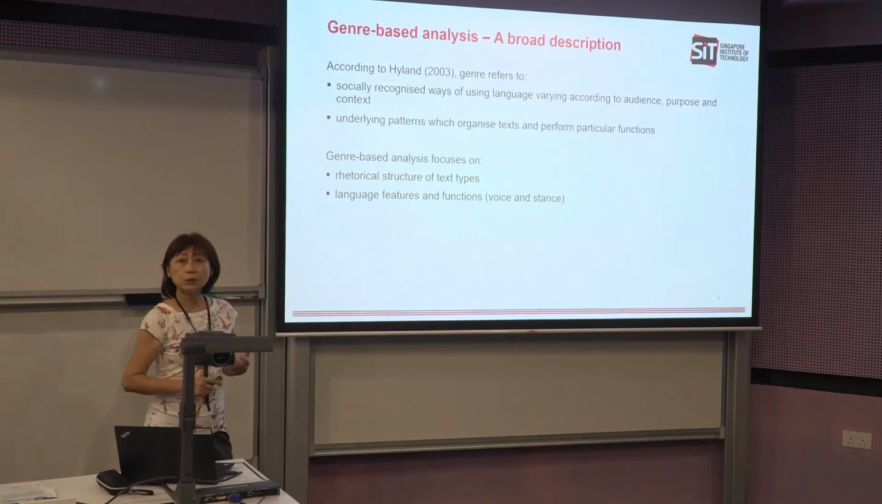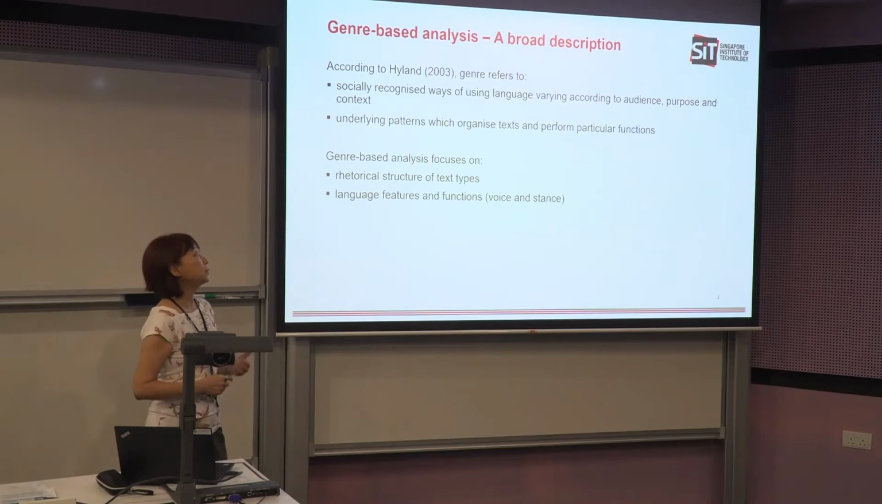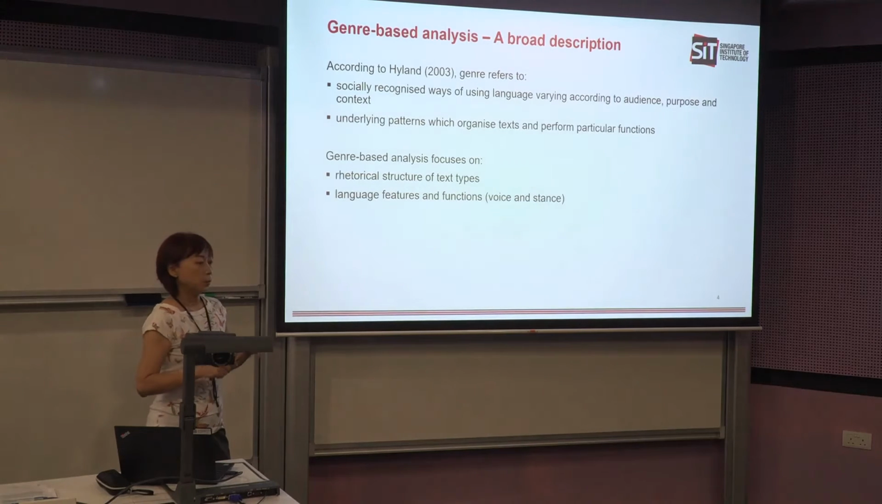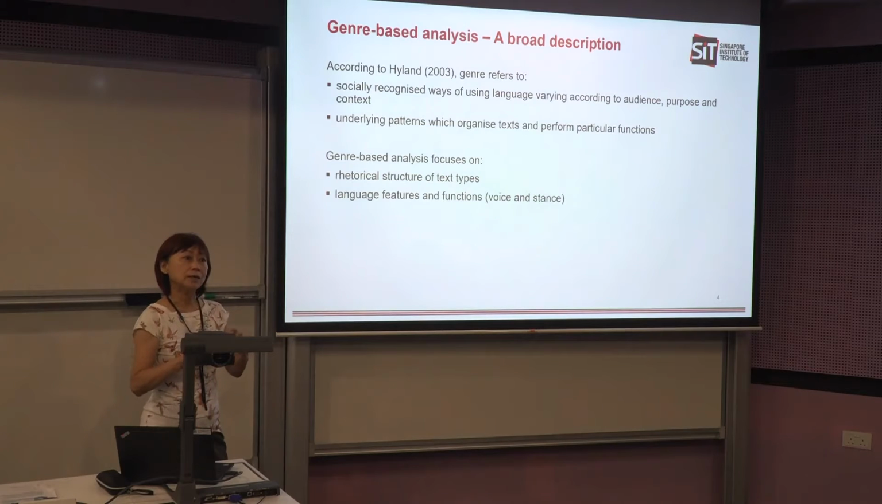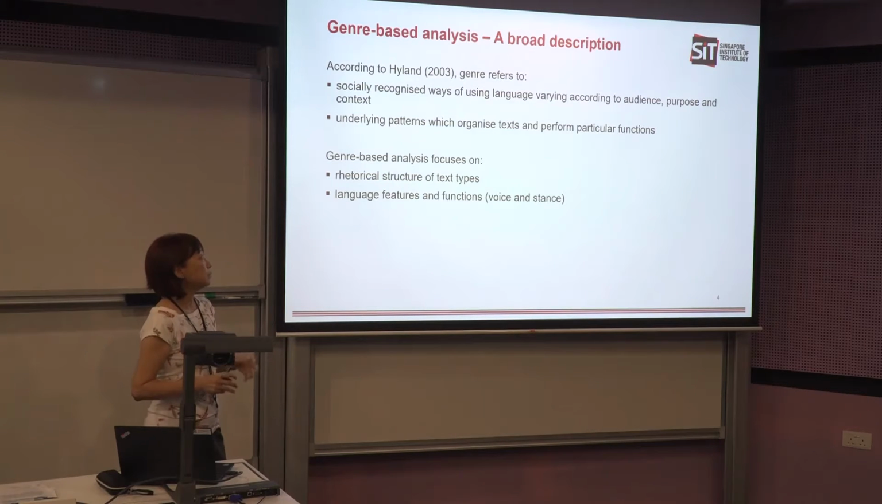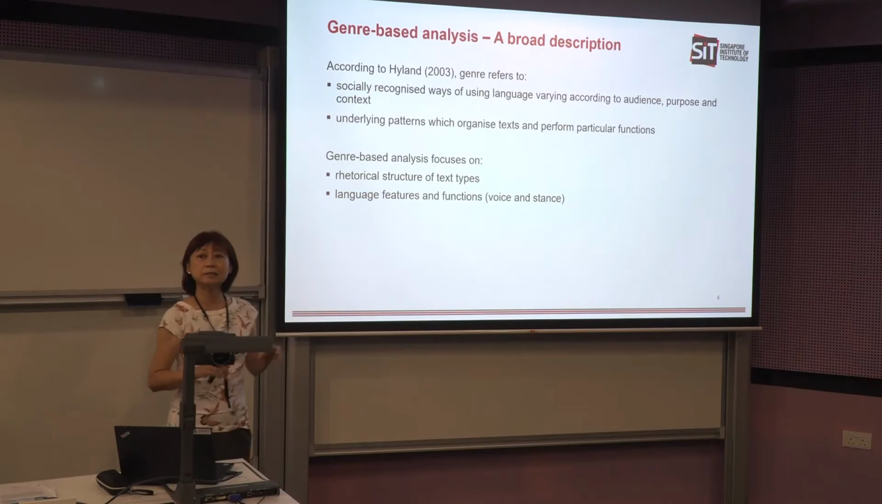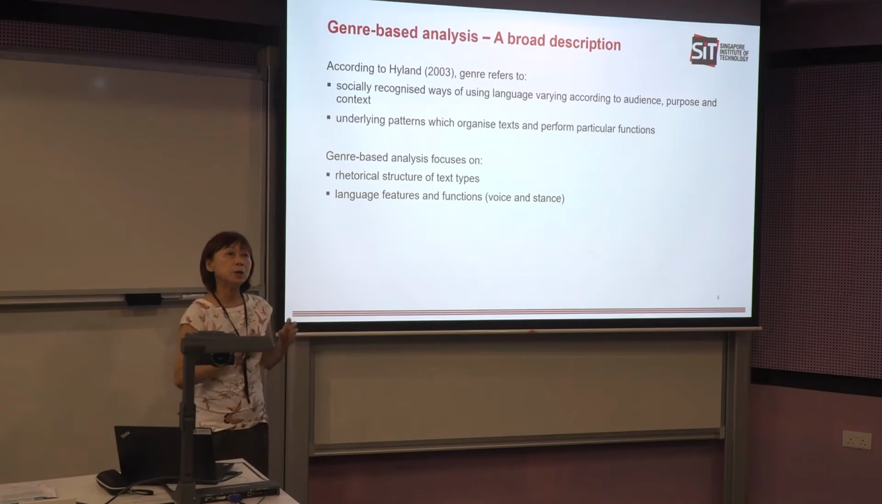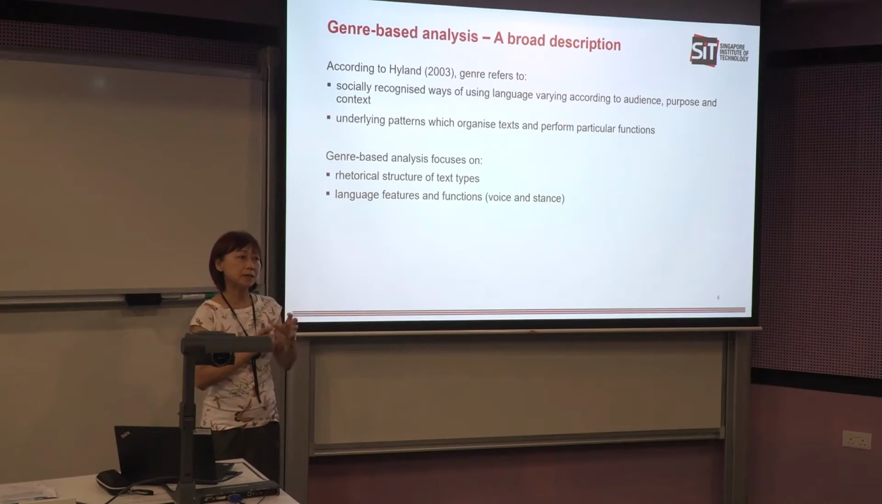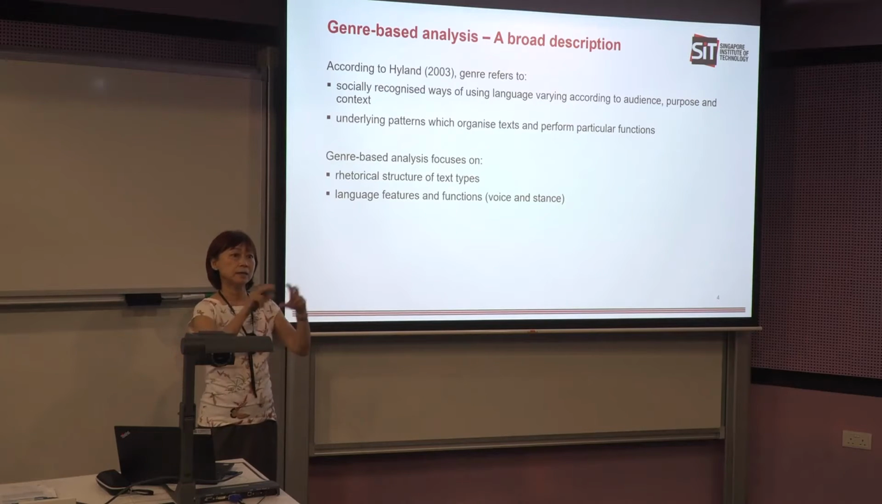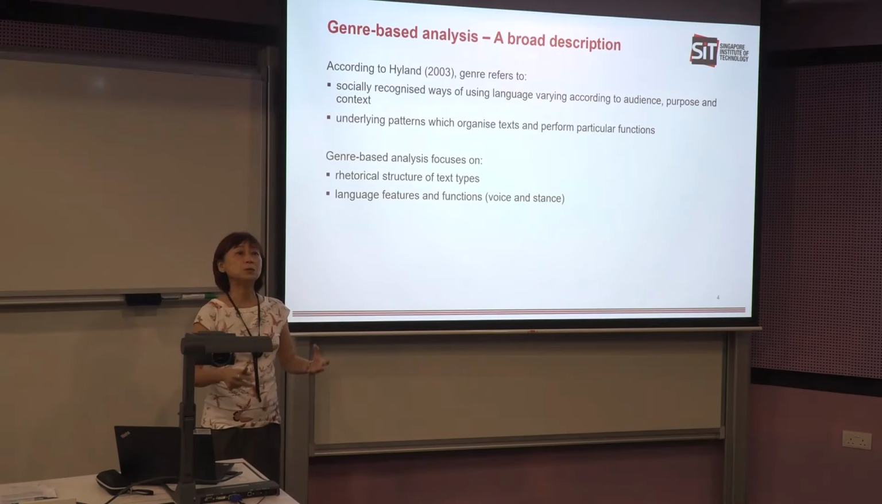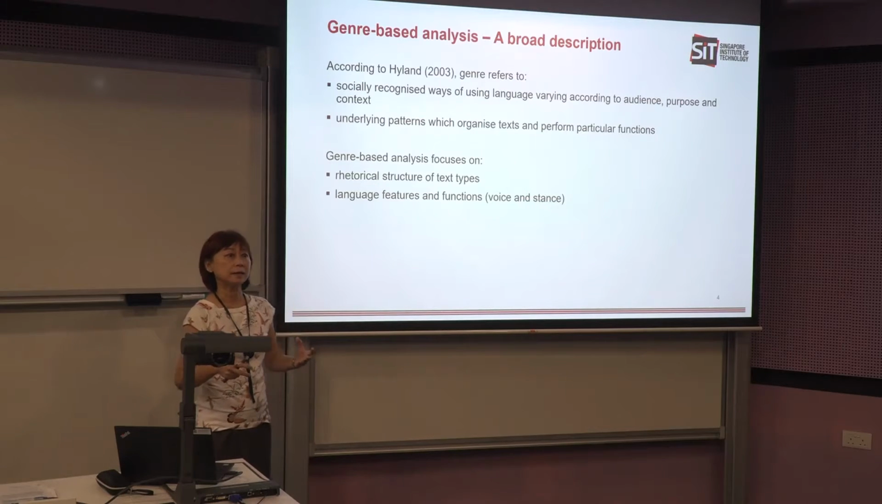Genre is also underlying patterns, where words are used to organize texts and perform particular functions. In other words, as members of a discourse community, we recognize certain types of texts because of these recurring features. The way that a text is organized, why it's organized this way, why does it sound this way, why does it look this way. Yeah.